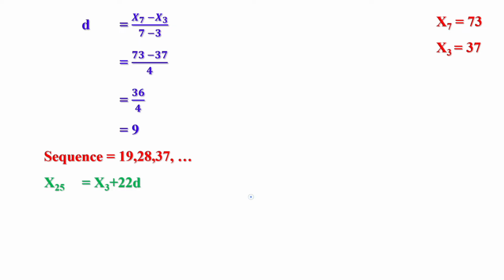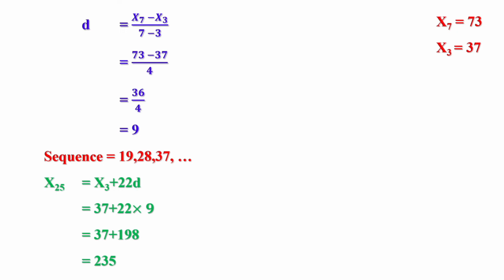Here the third term is 37 and the common difference is 9. Let us multiply first. What is 22 into 9? It is 198. So we can write 37 plus 198, and that is equal to 235. So the 25th term equals 235.